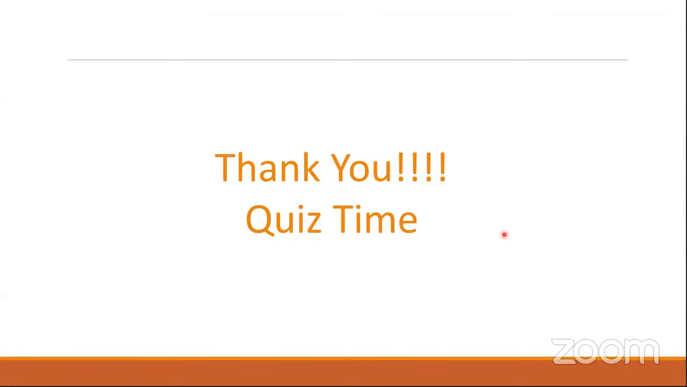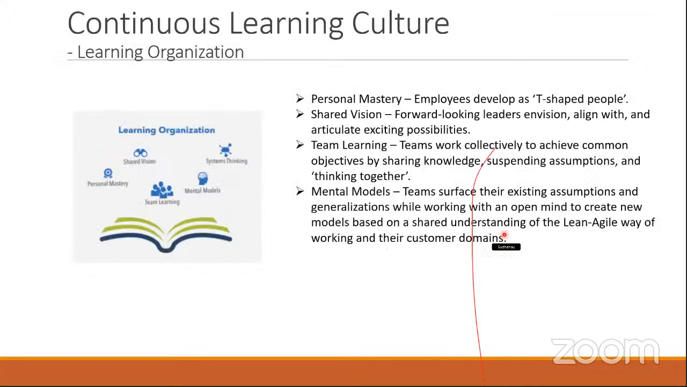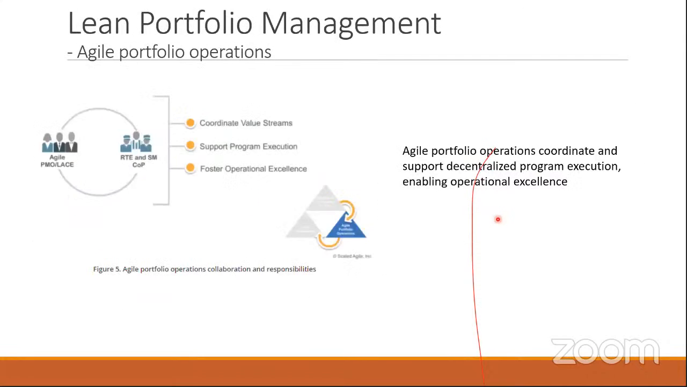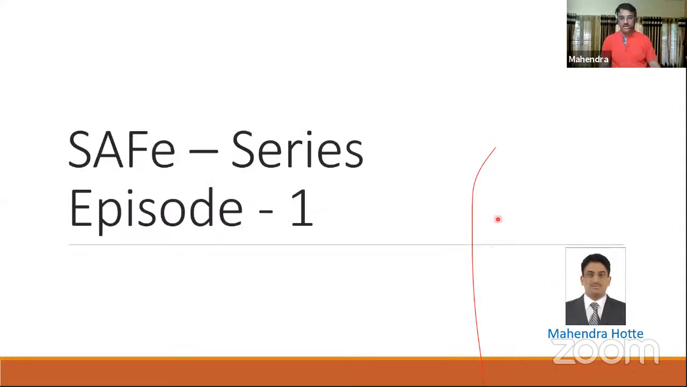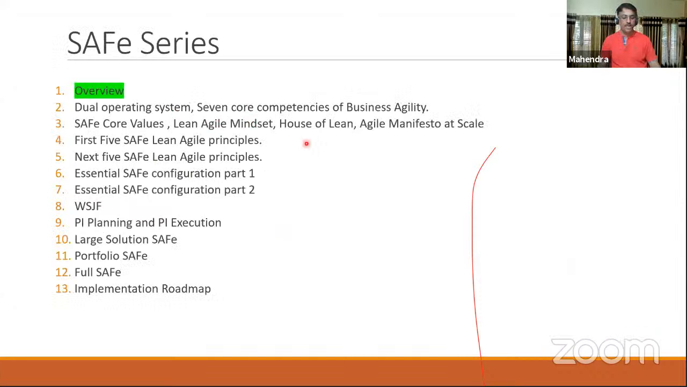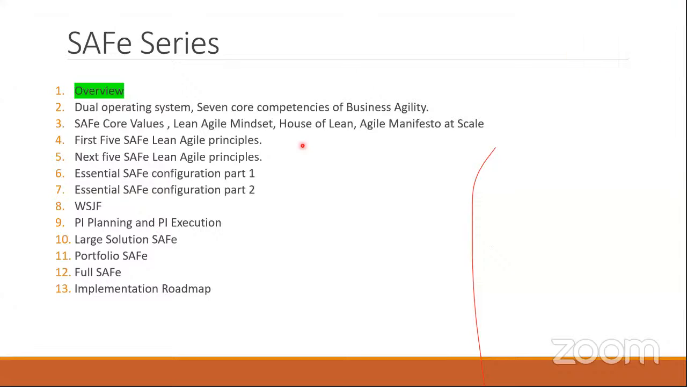All right, and in the meanwhile, if anyone has any questions, you can ask now, or you can still drop us a mail, and we can quickly talk about what will be our next topic that we will be covering. I think today is 9th of Jan, and we will be able to do something on 31st Jan, I believe. Yeah, that's Saturday. We'll be talking about SAFe core values, lean agile mindset, house of lean, and the agile manifesto at scale.